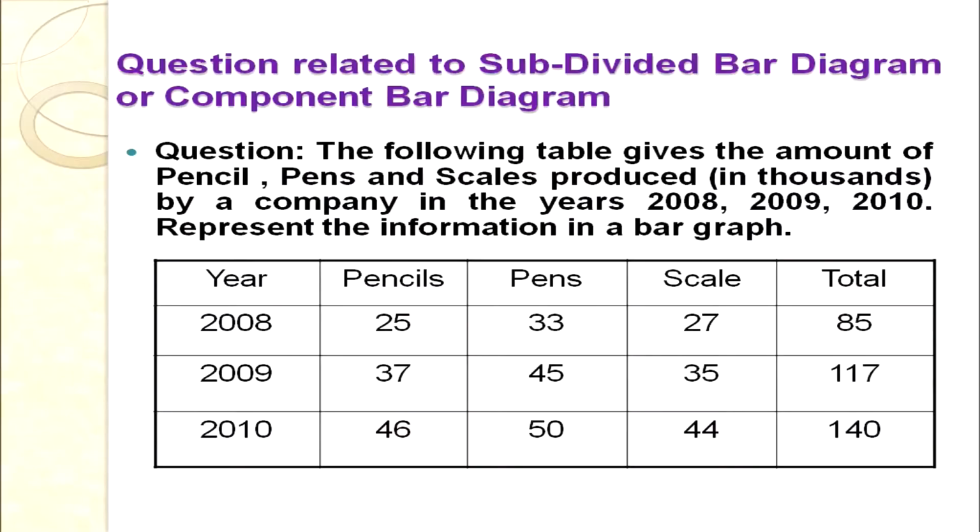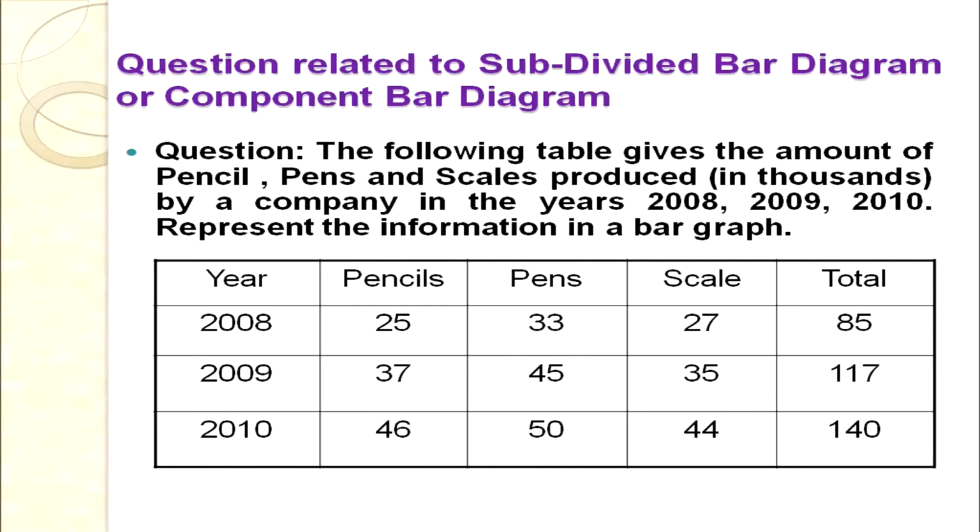Now, as a student, I have to think, because I can see three kinds of information given to me. One is about pencils, one is about pens, one is about scale. By seeing the data, before even reading the question, I have to decide whether it is a multiple or a subdivided bar diagram. Now, let us see, because there are three kinds of information and the total is being given to us.